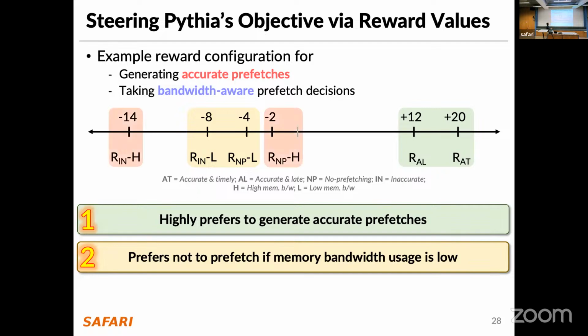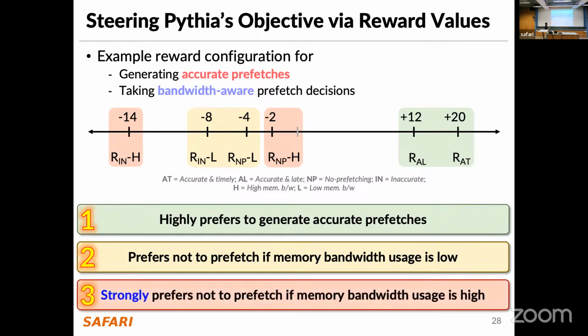But if your bandwidth usage is high, and it's also not going to make an accurate request, then your no prefetch reward is much higher than the inaccurate prefetch reward. In that case, it essentially gives Pythia the objective that if you are likely going to be inaccurate, and your bandwidth usage is high, then you know what? It's probably better to stay quiet as compared to prefetching something rubbish. So that's the motivation here.